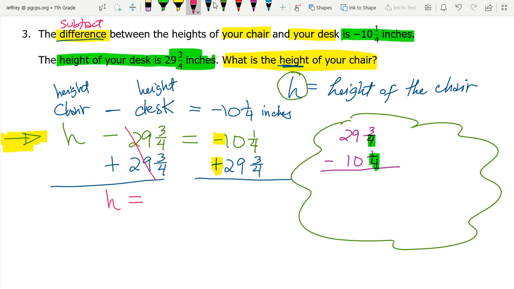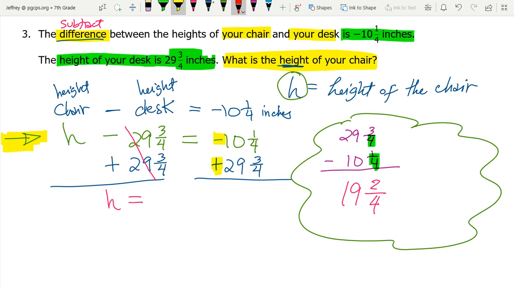Now, a lot of you will probably change this into an improper fraction, which is fine, but that's the long way. The fastest way would be to think: can you take away 1/4 from 3/4, and can you take away 10 wholes from 29 wholes? Yes, you can. So if we can, then we can just subtract right away like a mixed number. So what's 3/4 minus 1/4? What's 3 minus 1? That's going to be 2 over, and you copy the denominator, 4. Now what's 29 minus 10? That's going to be 19.